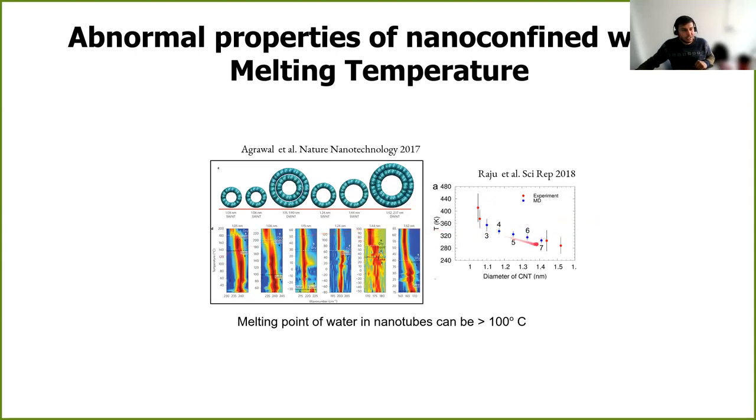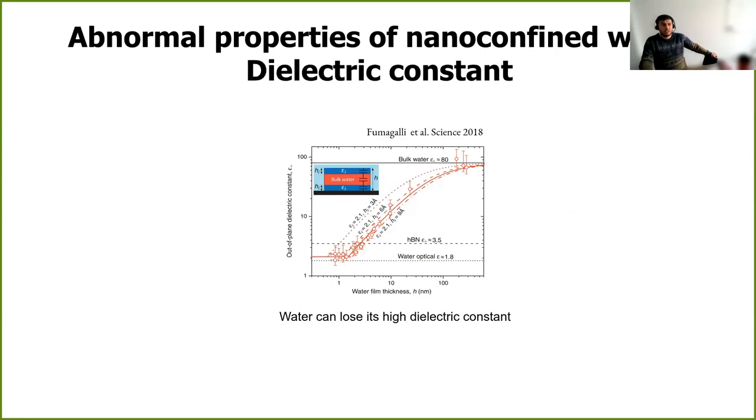And here you can see that when your diameter is of the order of 1 nanometer, your melting point here can be around 400 Kelvin, which is greater than the boiling point of water, right? So already you start seeing that in carbon nanotubes, water can actually display very high melting temperature. So it has a tendency to form solids, is one of the conclusions you can draw from this paper, right?